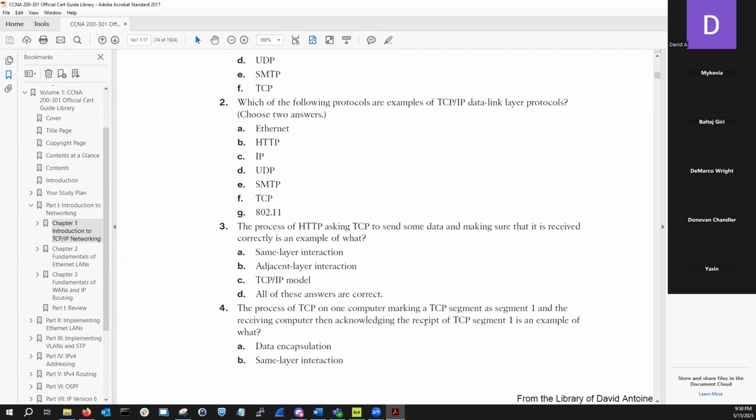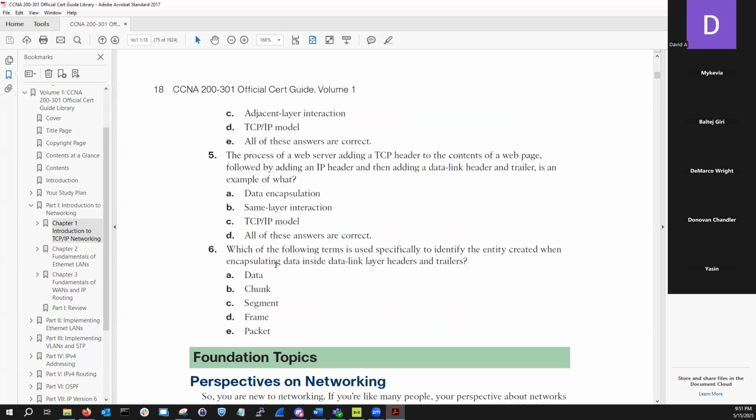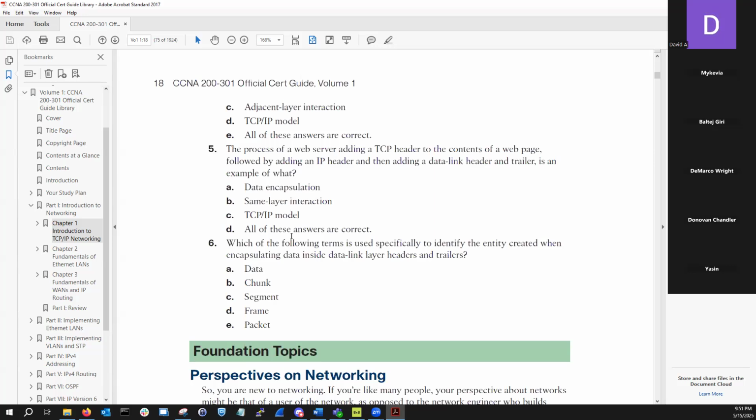Why do you think it's B? Because isn't that on the transport layer? On the same devices, it's still doing it on the transport layer. The question is: the process of TCP on one computer making the TCP segment as segment 1, and the receiving computer then acknowledging the receipt of TCP segment 1 is an example of what? Isn't it same layer interaction because it's all on the transport layer, layer 4? Yep, absolutely.